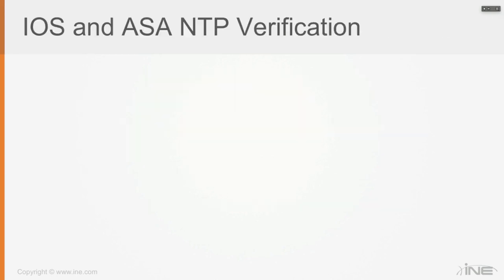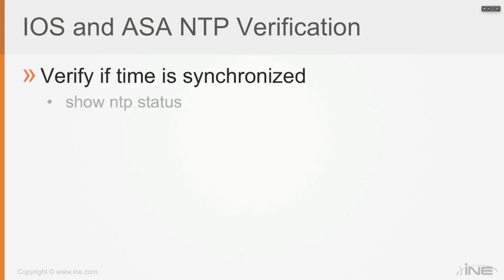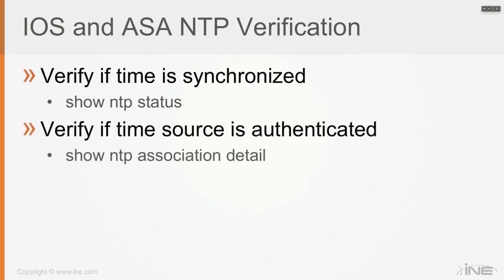Verification-wise, on both IOS and ASA it's the same verification commands. You verify if time is synchronized with show ntp status. It should show up as synchronized. And lastly, you verify if the time source is also authenticated, with show ntp associations, with or without detail.